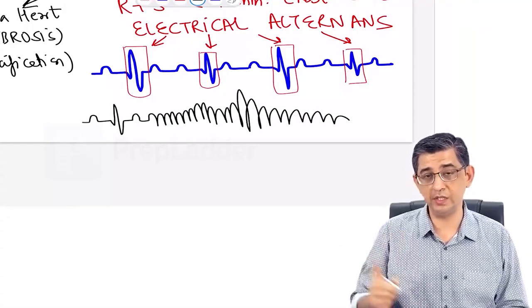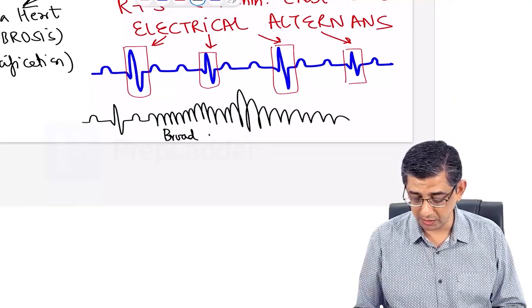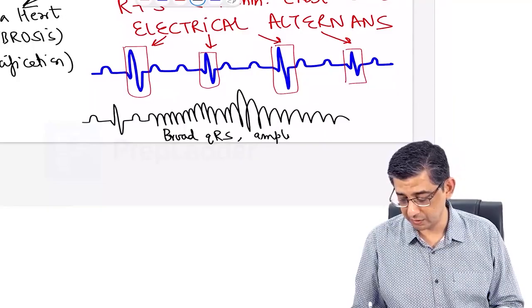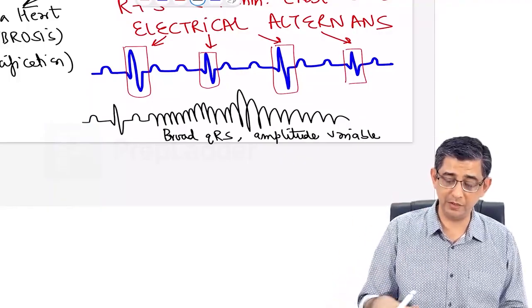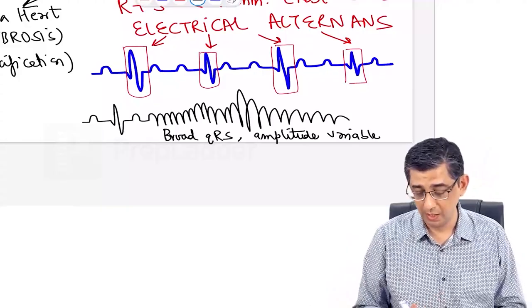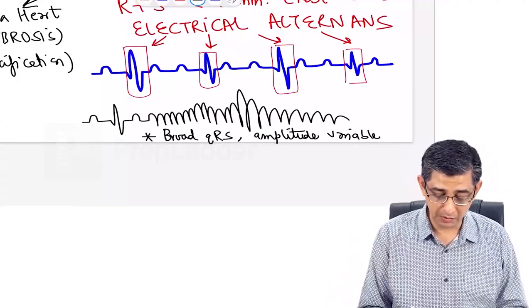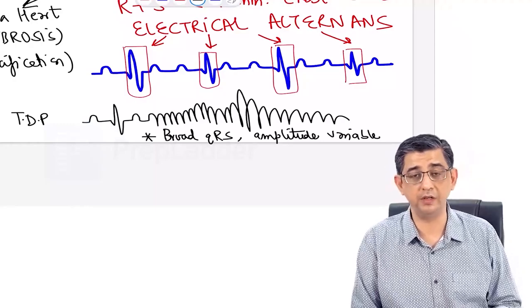This time the voltage is again changing, but it is not a normal duration QRS, it is a broad QRS, and the amplitude is variable. I repeat the fact once again. In the superior ECG, the blue one, you will notice a variable amplitude, but at least duration-wise it is normal. But in the inferior one, it's a broad QRS with variable amplitude. This is a feature of TDP, that is Torsades de Pointes, also called polymorphic ventricular tachycardia.